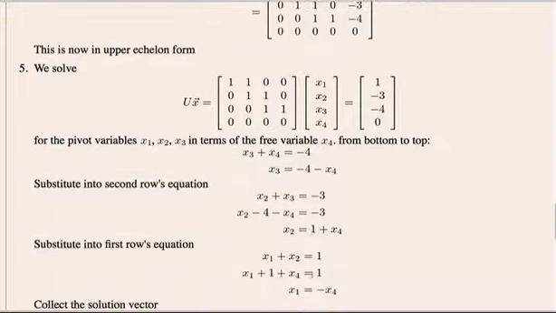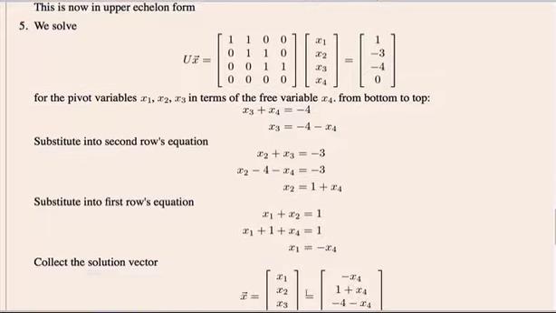So once we have x3, we go and substitute this into the second row's equation. The second row is x2 plus x3 equals minus 3. And we substitute x3 equals minus 4 minus x4. We solve this for x2. Then we go to the first row, which is x1 plus x2 equals 1. And we substitute here x2 equals 1 plus x4. And we solve this for x1 in terms of the free variable x4.